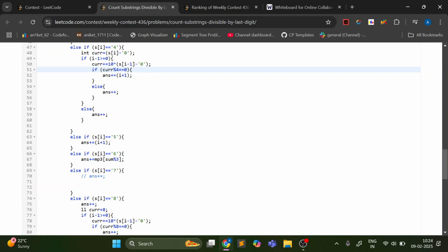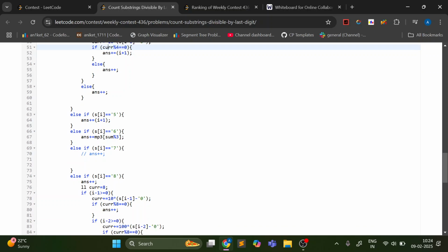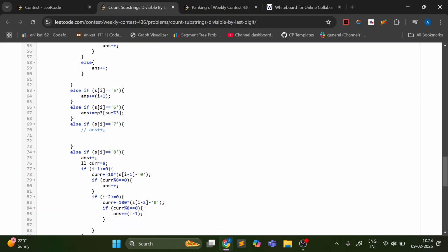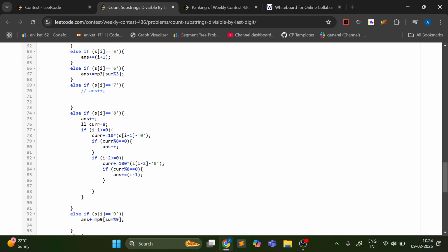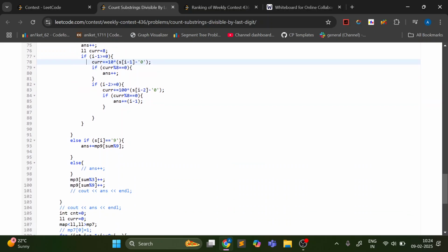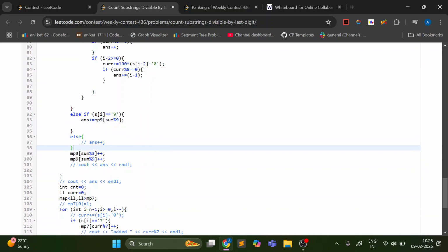all the substrings which are divisible by 3, because it is already divisible by 2, we only need to check if it is divisible by 3. S of i equal to 7, ignoring here for now, because they need to be processed from the perspective of suffix, so they are ignored. If s of i equal to 8, then same logic as 4, but 3 digits are considered. And if s of i is 9, same logic as 3, but sum mod 9 is taken, and from map MP9. And else it's 0, then we just ignore it.